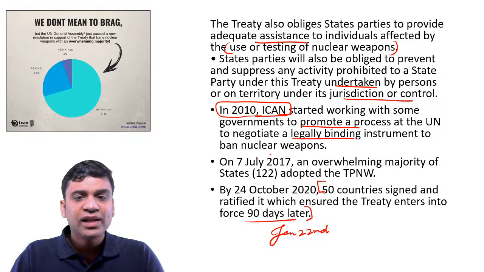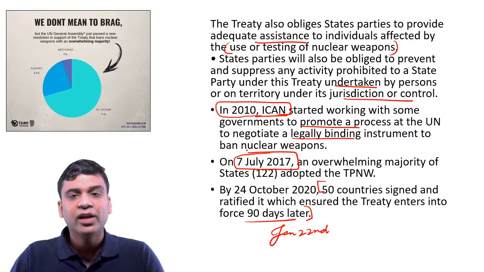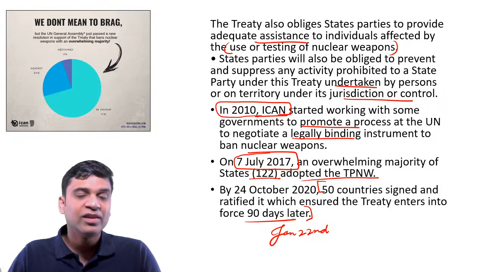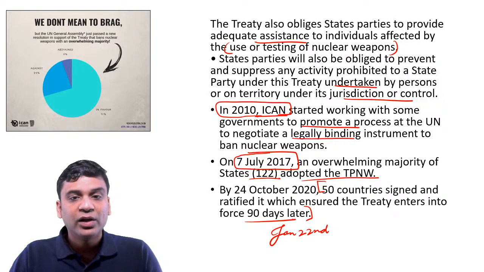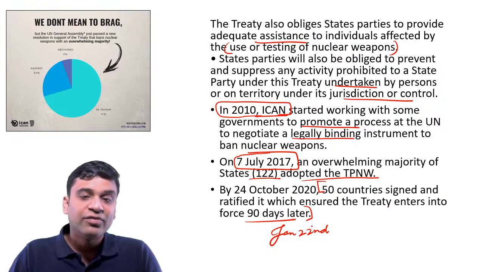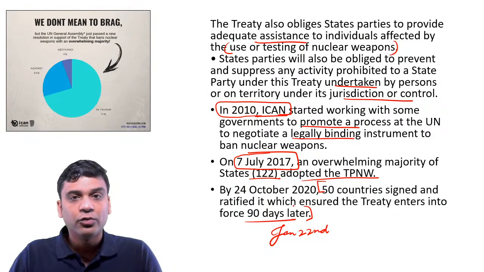Okay. Initially in 2017 itself, this treaty was introduced at the UNGA and it got the support of 122 members. They have adopted it. Many countries like India and the nuclear weapon states didn't even adopt it. So 122 countries have adopted it. Then 50 countries have signed and ratified. And finally, on Jan 22nd, it has come into force.